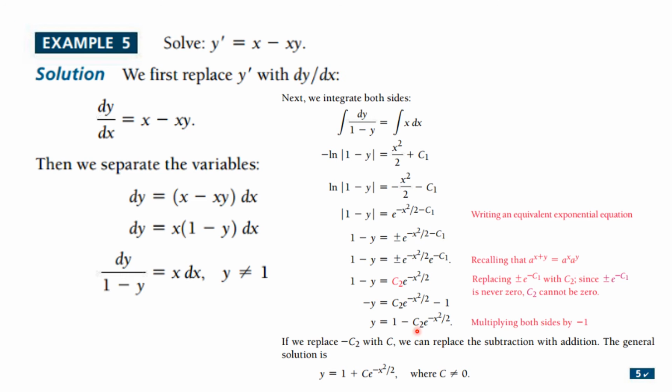And so then we'll solve for y, and we get y is equal to this. Now, minus C2 could be called capital C, and so the general solution could be written this way, where C does not equal 0. And the reason C can't be 0 is because y can't be 1.